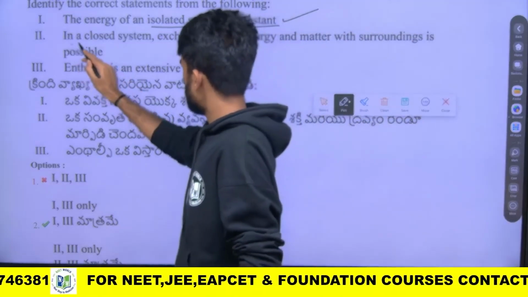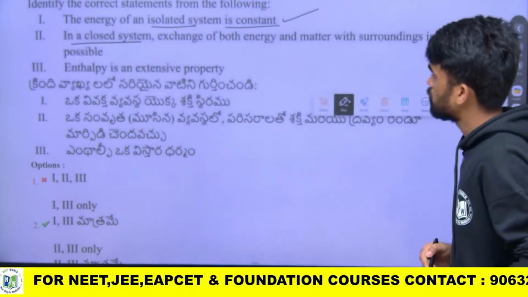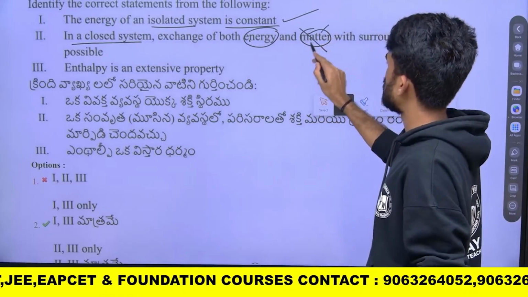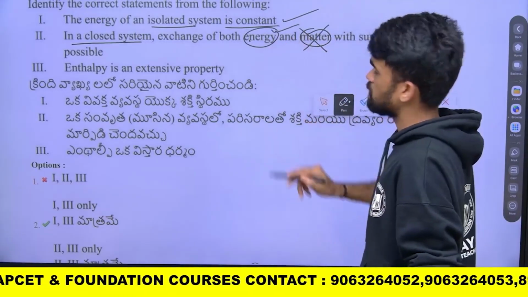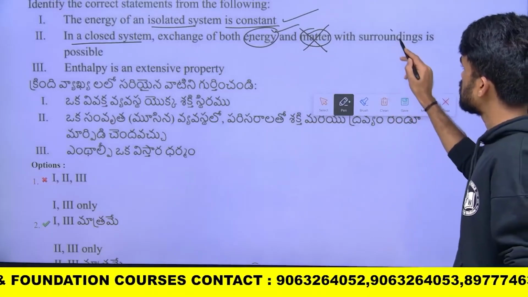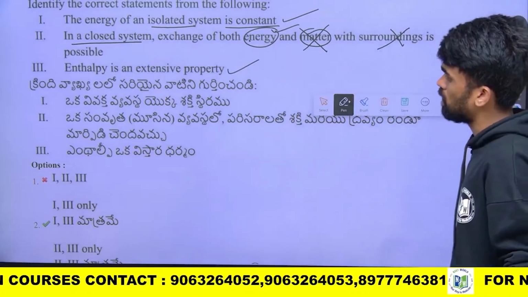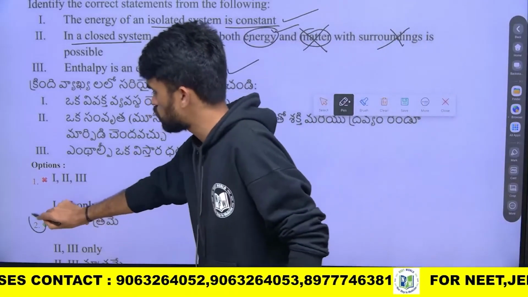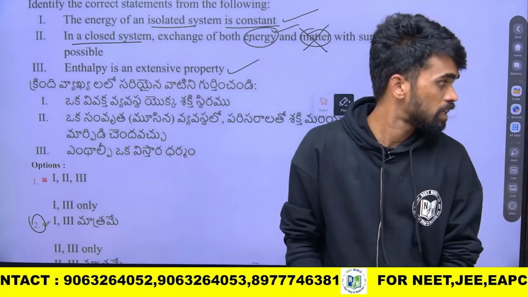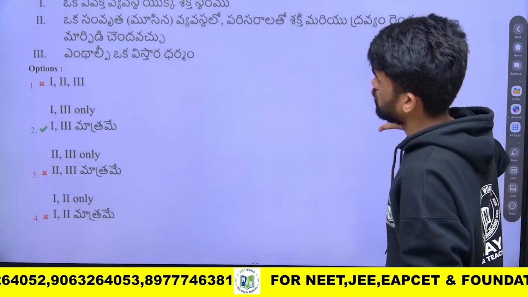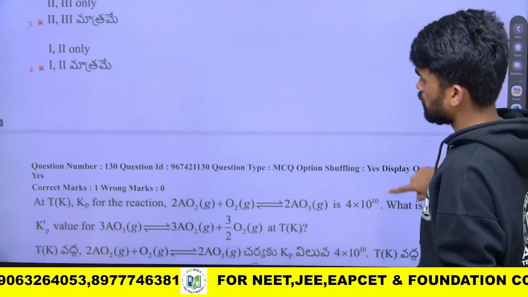Okay. Now in a closed system, exchange of both energy and matter takes place. No, matter exchange does not happen, only energy exchange takes place. So this statement is incorrect. So enthalpy is exothermic process. That is correct. 1 and 3 are correct. So option 2 is correct. From the data given, 1 and 3 are correct. Okay. I hope it is clear. Let's move further.